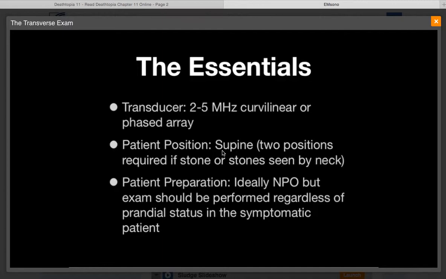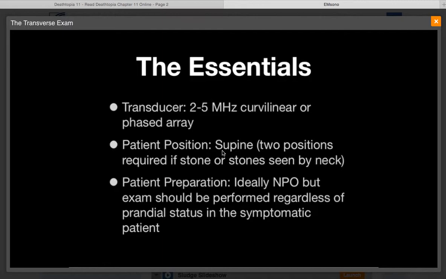The decision to use the curvilinear versus a phased array is going to be based on your access to the various types of transducers as well as your preference. I would prefer to use a curvilinear if at all possible, but a phased array could also be used.